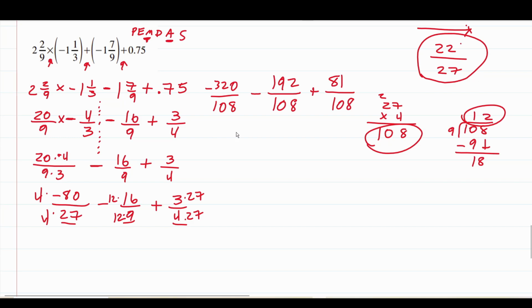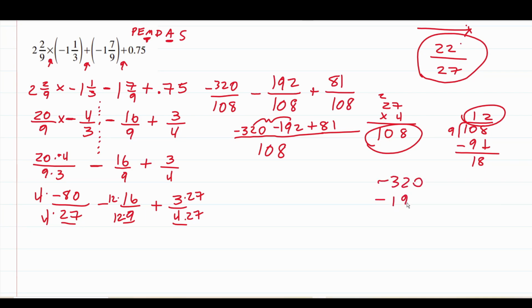So let's combine this. Again, this is all going to be over 108. We have negative 320 minus 192 plus 81. What I'm going to do is combine these two right now, and that's going to be negative 320 and negative 192. We're adding those together, so we know our result's going to be negative. 0 plus 2 is 2, 9, 10, 11, carry a 1. 3 and 1 is 4, plus 1 is 5, so this is negative 512 over 108 plus 81.